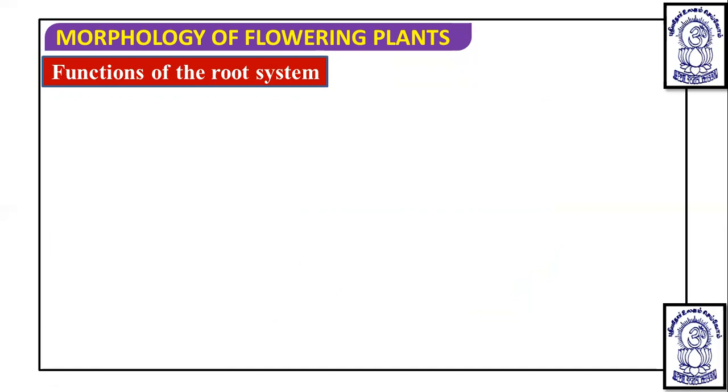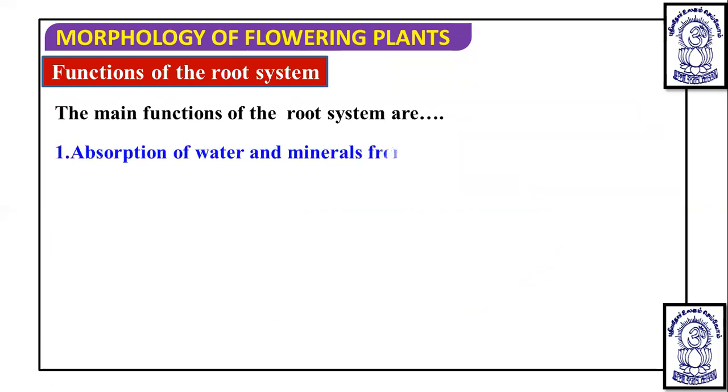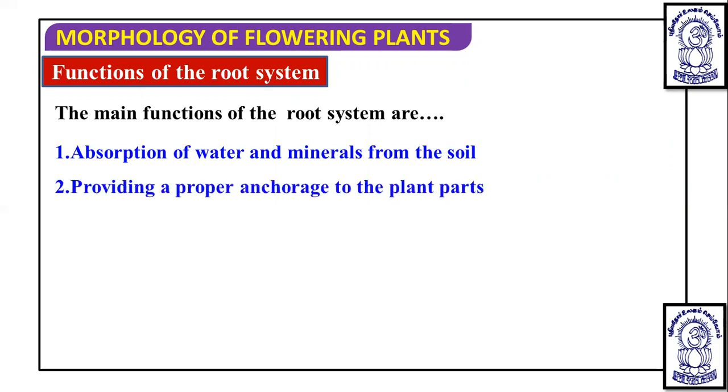Before that, let's talk about some of the functions. The main functions of the root system are: first, absorption of water and minerals from the soil. There is a need for absorption of water and minerals from the soil. Then the root system provides proper anchorage. If a plant wants to anchor to the soil, then there is a need for this root system.